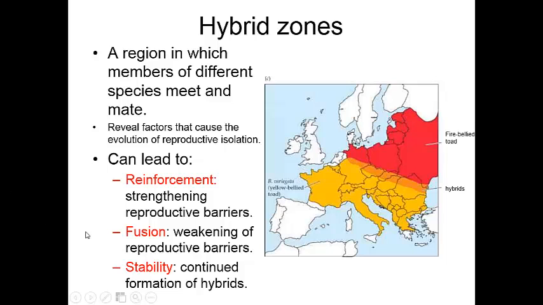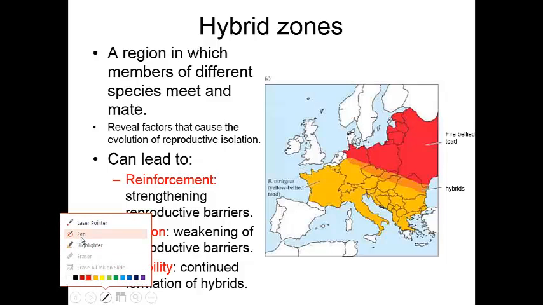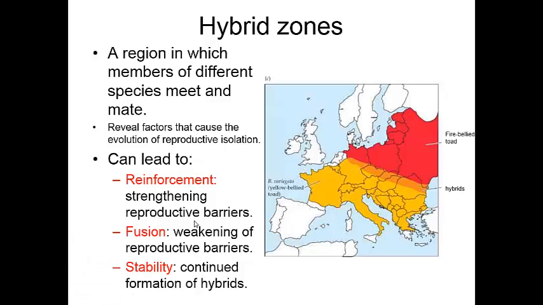One is reinforcement. Reinforcement is going to be when that hybrid zone is going to decrease in size and the reproductive barriers that separate the two species are going to strengthen. Fusion is when reproductive barriers decline and that hybrid zone is going to increase in size. Eventually those two species can fuse into one. Finally, the last thing that can happen to a hybrid zone is stability. That hybrid zone can be maintained at a constant size.